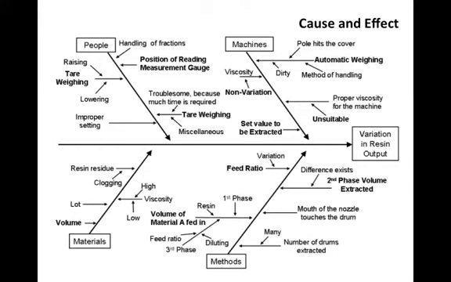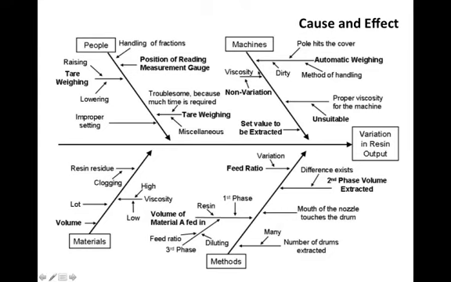And this is an example of a cause and effect diagram. You can see the problem they're dealing with is here. It's a variation in resin output. The reason it's sometimes referred to as a fishbone is that these arrows or the lines coming off of it look a little bit like a fishbone. And in this case they have four major categories: machines, people, materials, or methods.